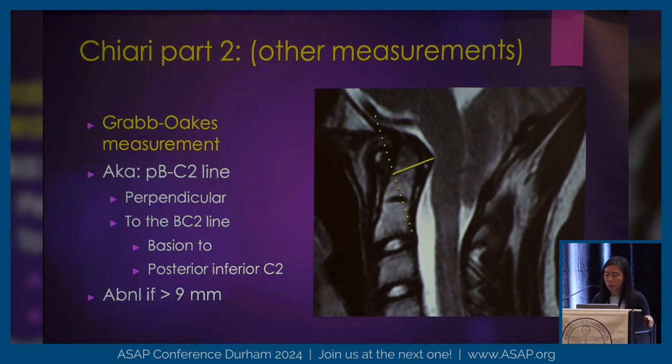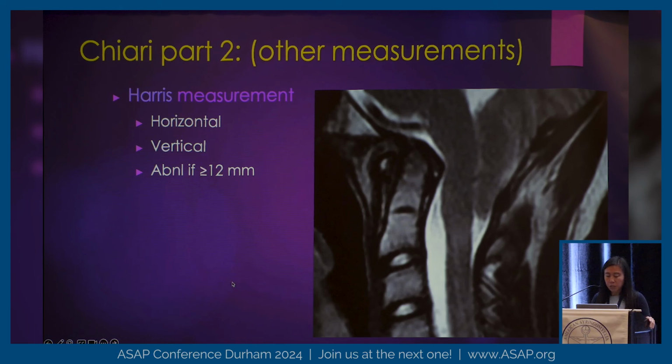Oakes and colleagues showed that this measurement was statistically reproducible, and that it was a direct measurement of encroachment by the odontoid into the foramen magnum and the spinal canal. And it was felt that this encroachment was more often the cause of brainstem compression in patients with Chiari, and that a measurement greater than 9 also tends to be progressive, so sort of a prognostic factor as well.